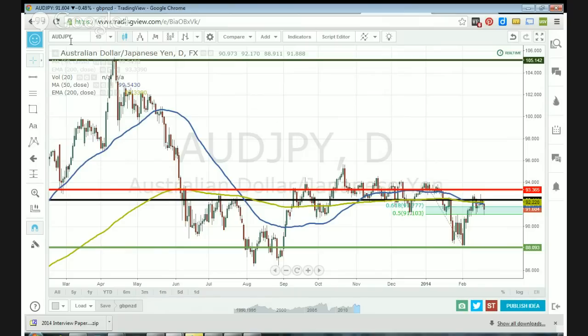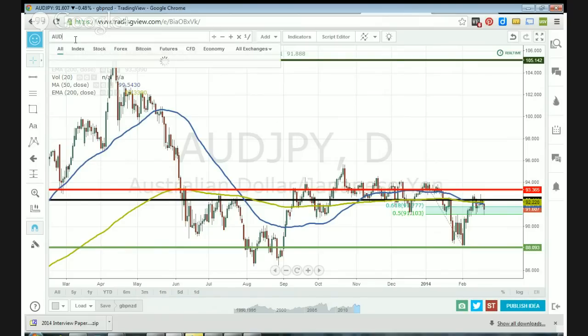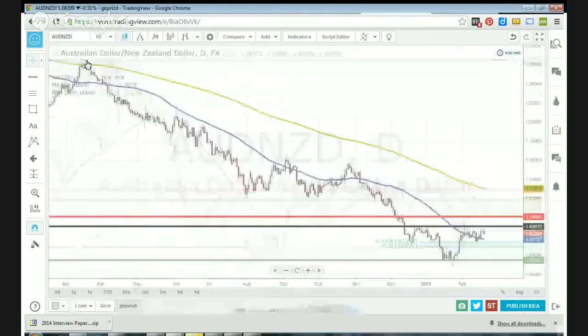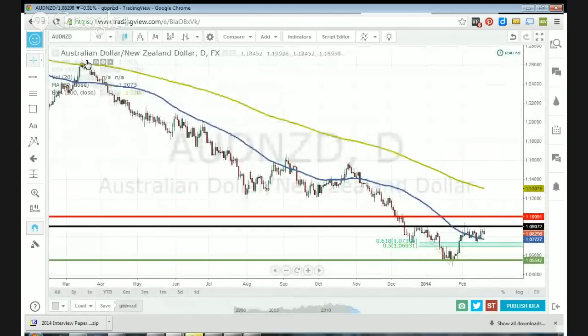And Aussie Kiwi, that's the other one. And this one should have been on already or has been on for a while. My entry order just expired. It expires after a week. But the pattern is still valid, so I'll put it back on again.